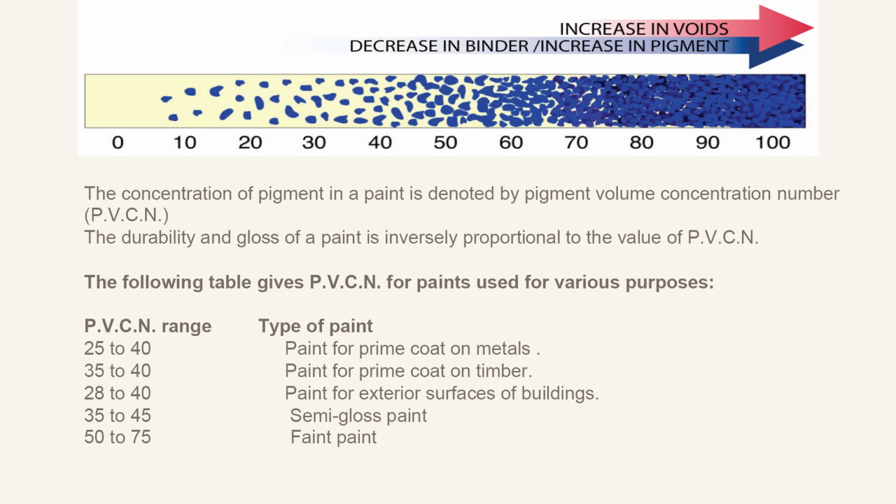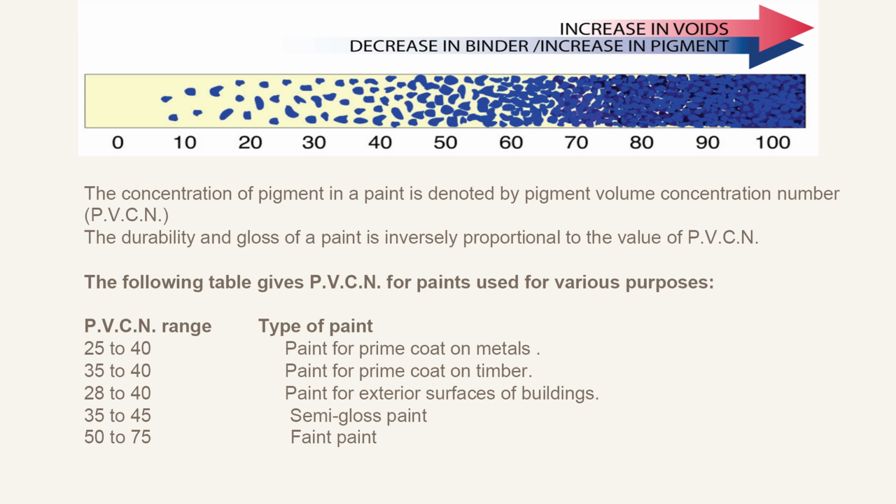So, to implement this, we should have an understanding of PVCN. So, what is PVCN? It is nothing but pigment volume concentration number. And what does it measure? It measures the concentration of pigment in a paint. This number simply tells us how much pigment is in relation to the non-volatile vehicle or carrier in the paint.